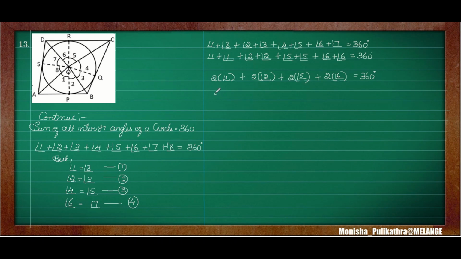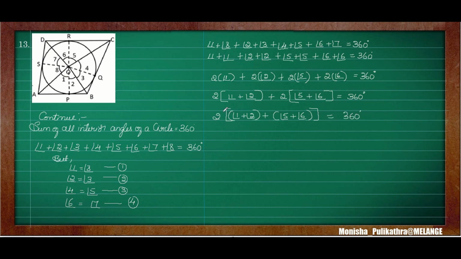Next, just group it once again. I will take common from this. It will become angle 1 plus angle 2. Okay. So next here, if 2 is common, it will become angle 5 plus angle 6. Again, from the whole I will take common 2. So it will become 2 times angle 1 plus angle 2 and angle 5 plus angle 6. Okay, so this is equal to 360 degrees.